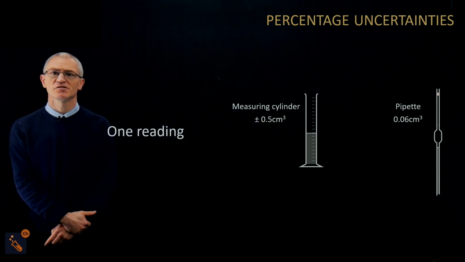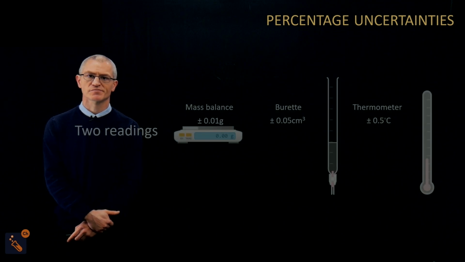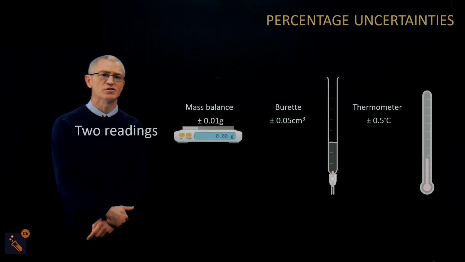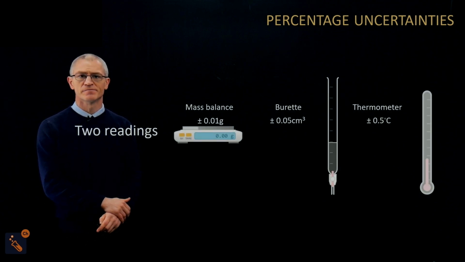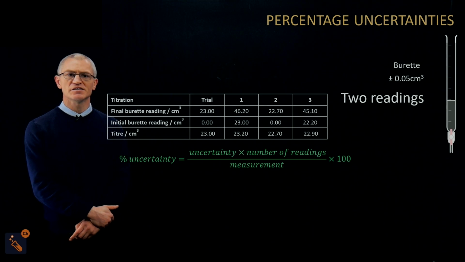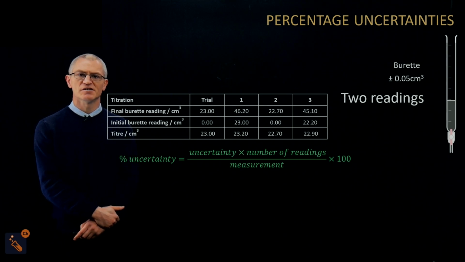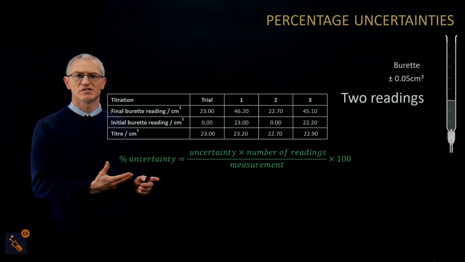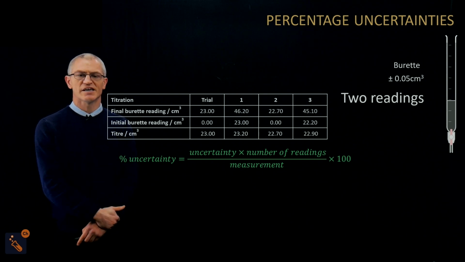Okay, let's go on to an example with 2 readings. That's mass balance, burette, and thermometer. Okay, so important again to remember those 3. Let's do an example using a burette. So this is normally part of a larger question, a titration question. They normally just put the uncertainty question at the end of a calculation on titrations.